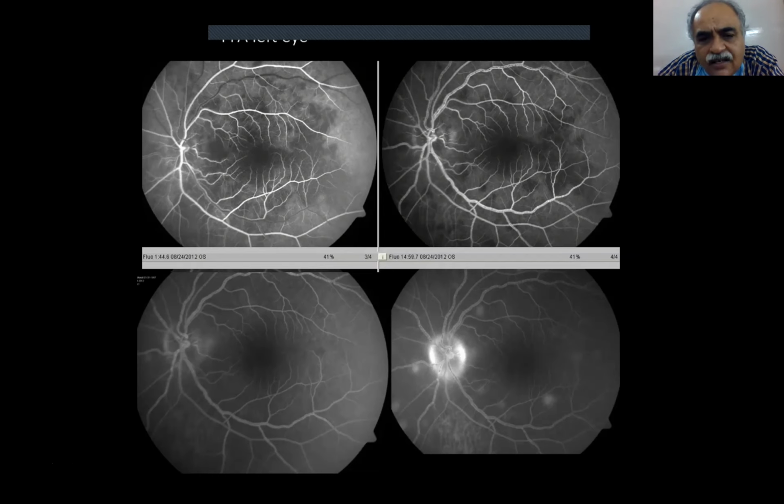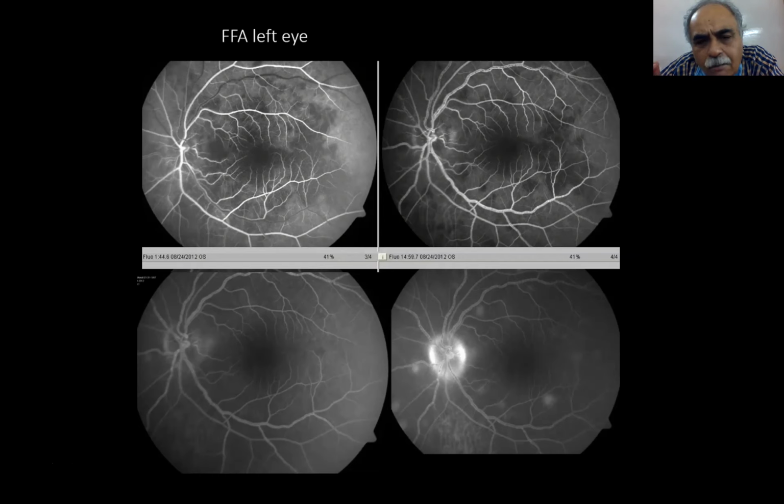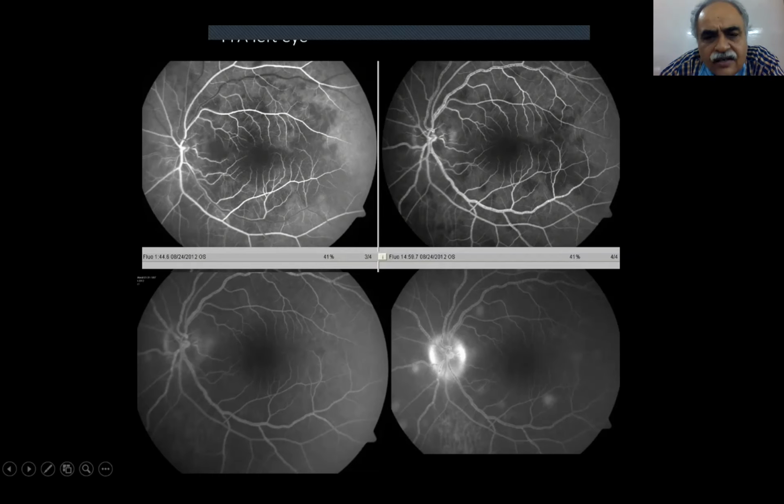Time is vision in arteritic AION. You talk of time is brain. Time is vision in arteritic AION. Every moment where you delay steroids, you're letting the patient go to the edge of the cliff. The moment you suspect arteritic AION, pump him with steroids and do the rest later. So that's it. This is arteritic AION as compared to non-arteritic AION in the previous case.